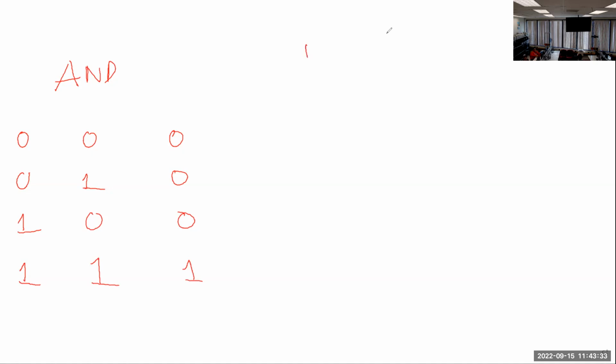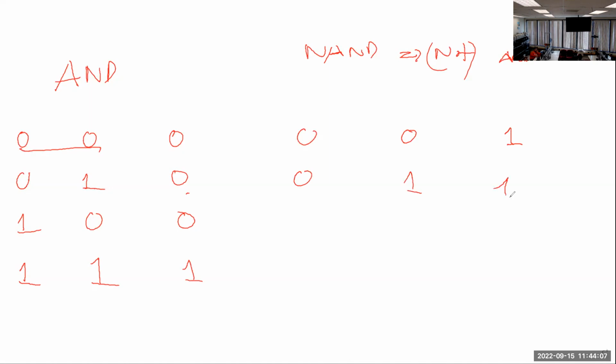Now for the NAND here. NAND means not AND, the reverse of AND. See, the inputs are always the same here, but you have to reverse the output. For 0 and 0, the AND gives 0, so you reverse it and have 1. For 0 and 1, the AND gives 0, you reverse it and you have 1 for this one.